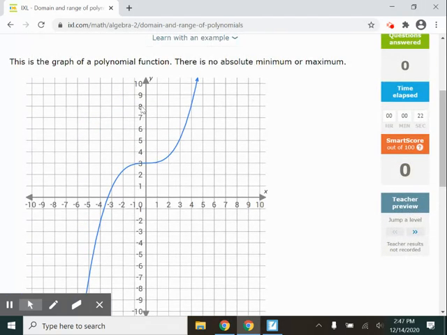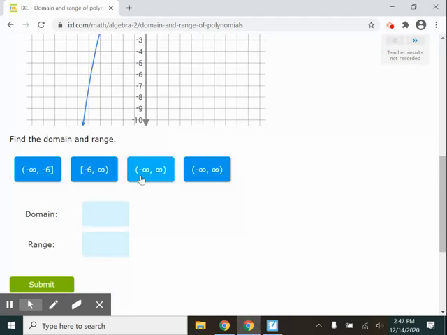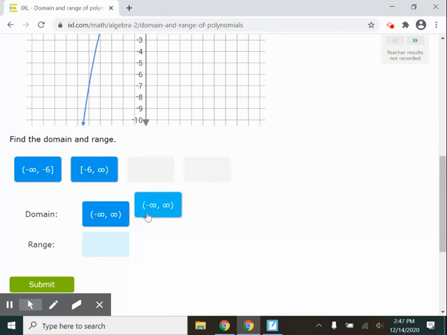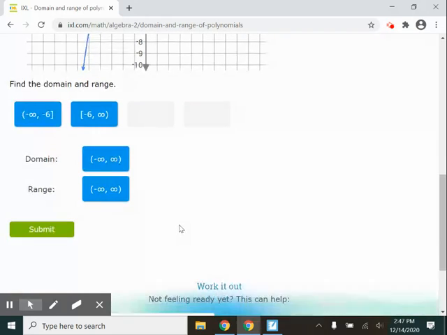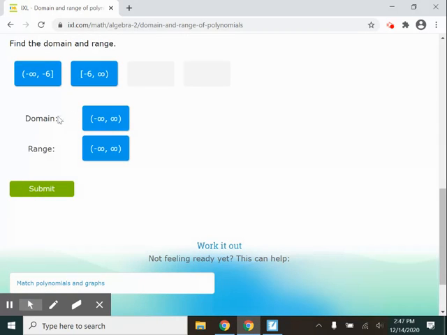Well, since there is no max or min, and my arrow is going down into the left and up into the right, both the domain and the range have to be negative infinity to infinity because there's no limitations on what we can plug in for x, and we're going to get back the full spectrum of y values.